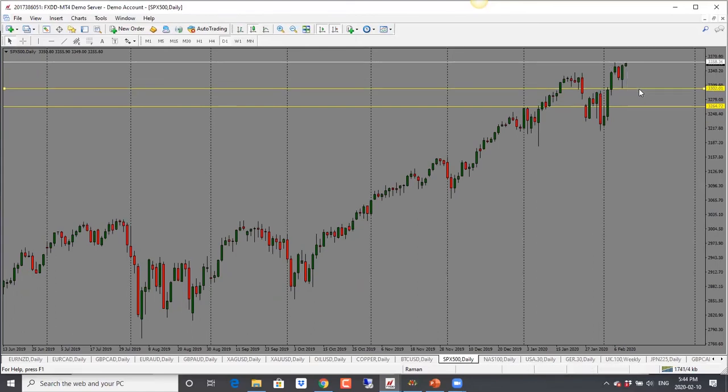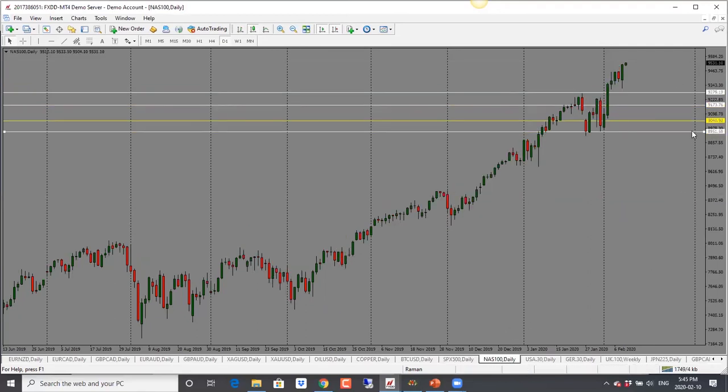If it doesn't break it, I will look for it to go towards 3300. But right now, momentum is to the upside, and we could see price go further. So keep an eye on that. Bias right now is bullish for S&P 500.